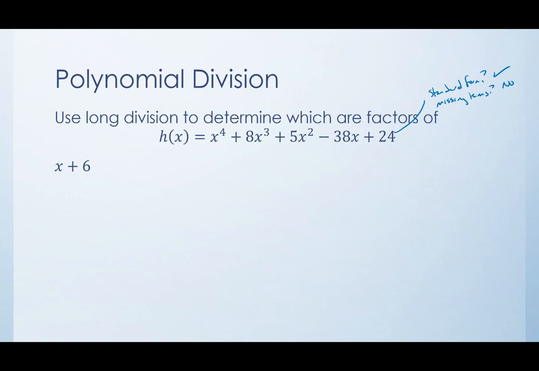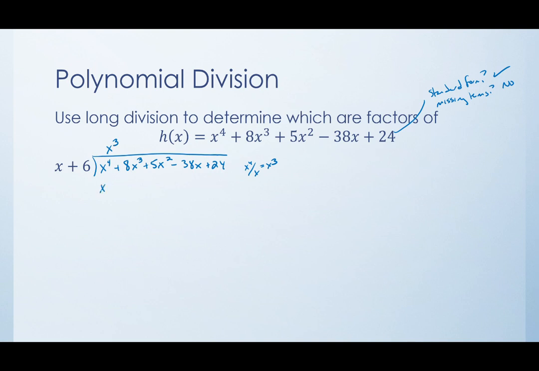We're going to say, okay, great. I've got x to the 4th, 8x to the 3rd, 5x squared minus 38x plus 24. Goodness sakes, why are these so long? Okay, so we're going to look at this and we're going to say, okay, we've got x to the 4th over x. Well, that's going to be x to the 3rd, right? So there's the first part of our answer.